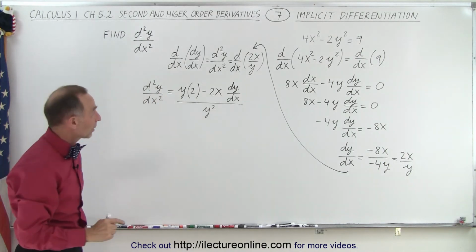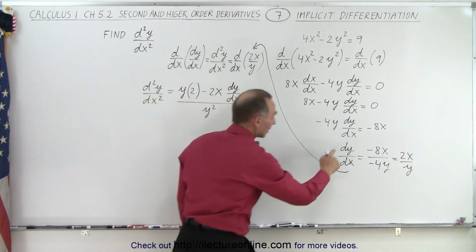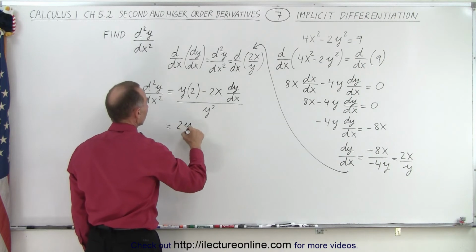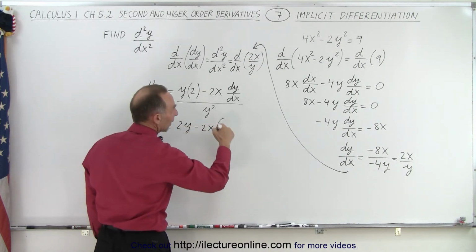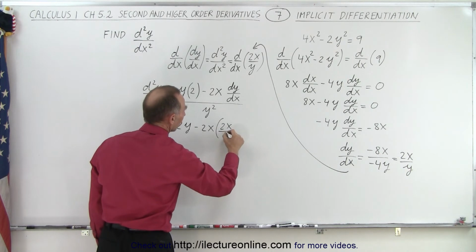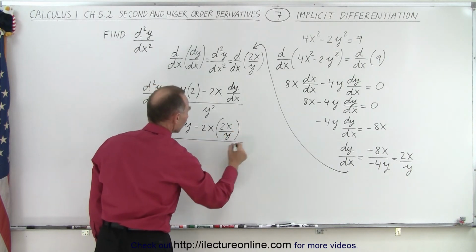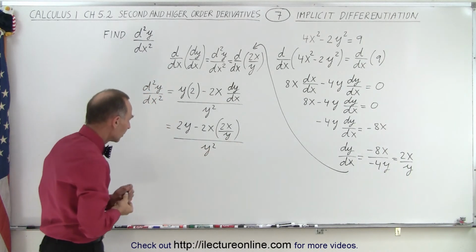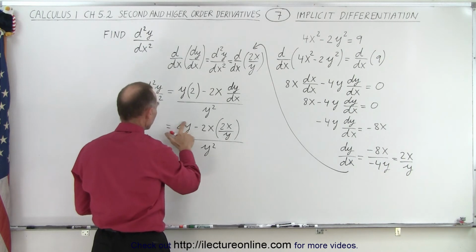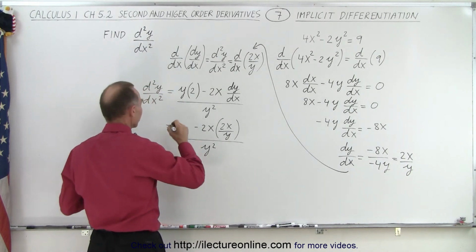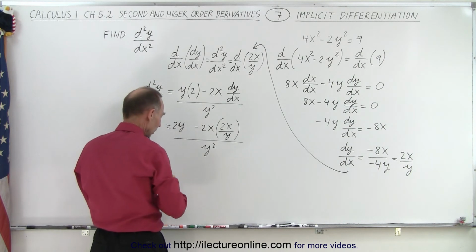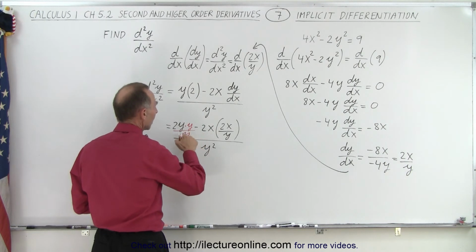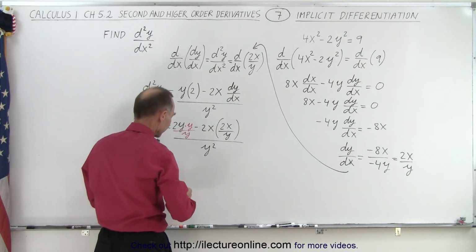Of course, we're not done yet because we need to replace dy dx by what dy dx is equal to, which is 2x over y. So that means this is equal to 2y minus 2x times dy dx, which is 2x over y, and the whole thing divided by y squared. So in the numerator, we want to use the common denominator. What we're going to do here is multiply this times y and divide by y. So now we can see we have the common denominator here.